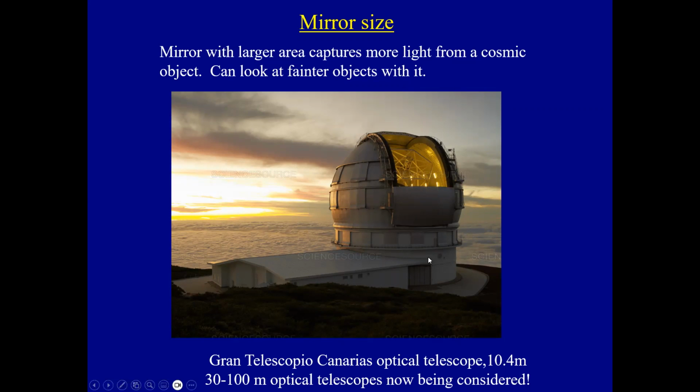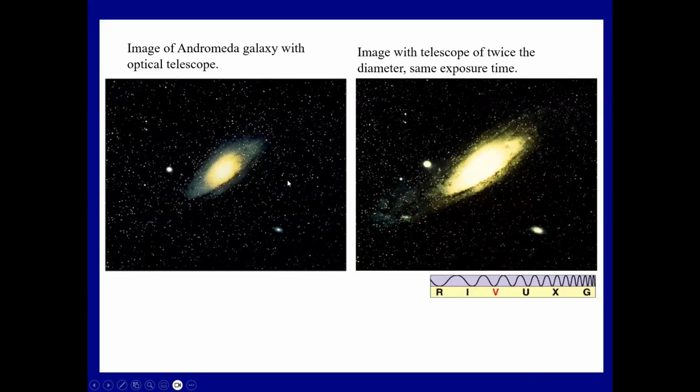This telescope is the largest telescope in the world. Its mirror size is 10.5 meters. With the largest telescope, you can see the faint objects. So how does this happen?